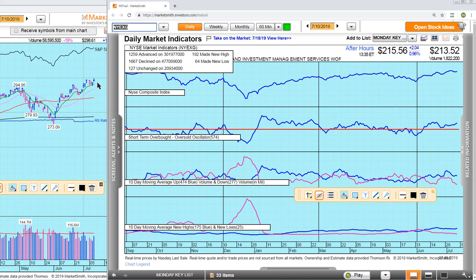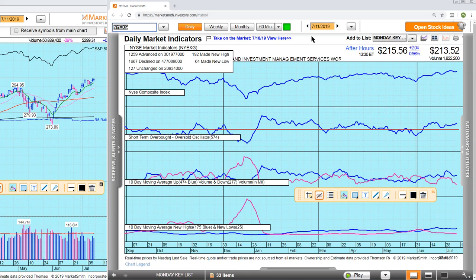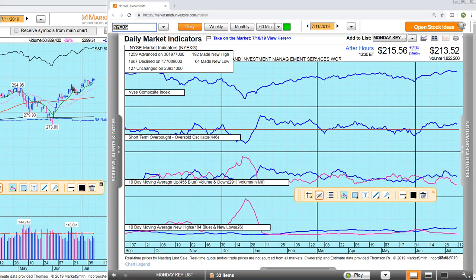If the market's hitting highs, you would like to see up volume hitting highs. Now, down volume has dropped off. That's the red line, so that's good. Advance it one day. Now we're on July 11th. The market closes up on the day and closes near all-time highs. Volume dropped off. That's a slight negative.